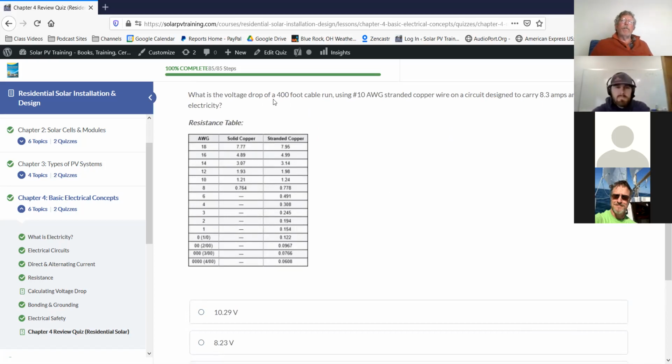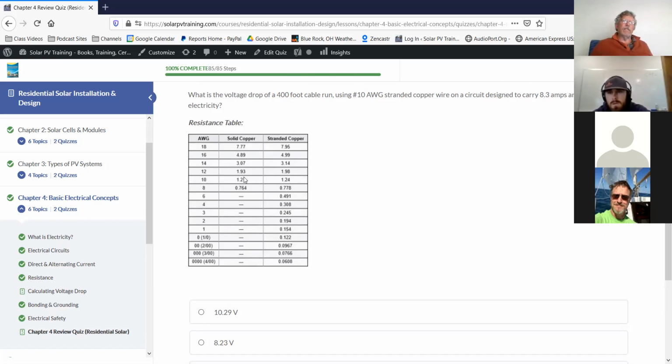What is the voltage drop of a 400-foot cable run using number 10 stranded copper wire on a circuit designed to carry 8.3 amps and 48 volts of electricity? All right, so we know our distance, 400 feet. We know the size of the wire, and we know it's carrying 8.3 amps. So we use our voltage drop equation, which is voltage drop equals amps times resistance times twice the distance divided by 1,000. Well, what's the resistance?